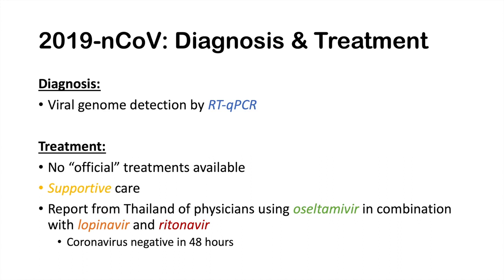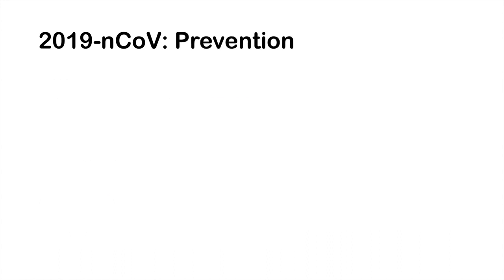So oseltamivir, again, is an antiviral we use for influenza, and lopinavir and ritonavir are both antivirals that we use to treat HIV. So right now, we're in early stages of determining a treatment, but this may be a right step forward. So how do we prevent getting infected with this virus in the first place?